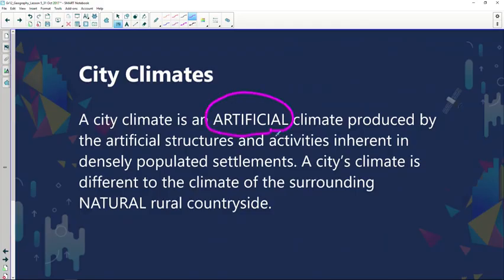Now, if you look at rural areas, they are much more natural areas covered with vegetation, and because of the human activity taking place in city climates, it creates an artificial climate. And when I refer to artificial, once again, you can say it's fake or not real, simply because of all the people living there and simply because of the activities that are taking place.